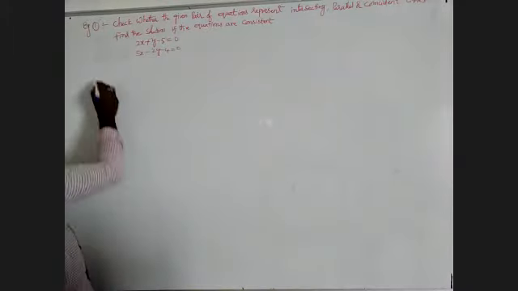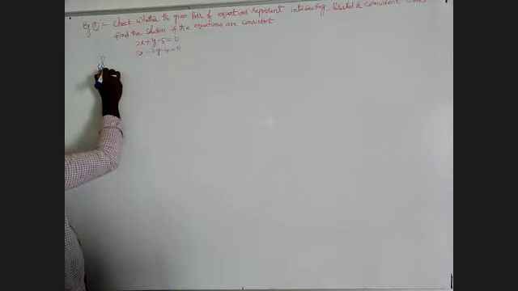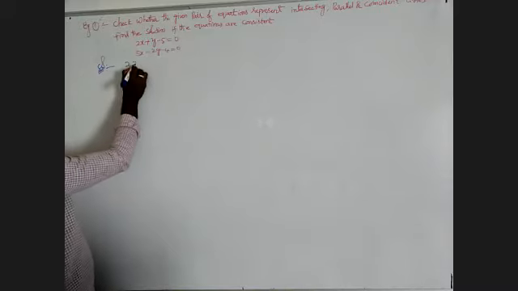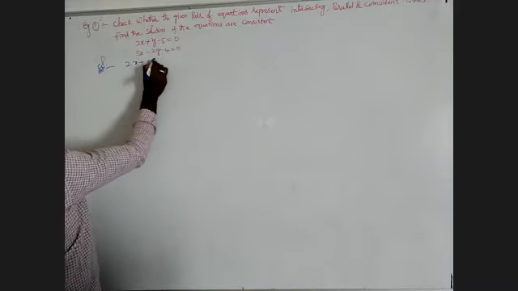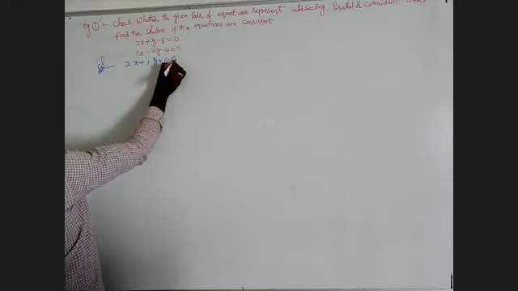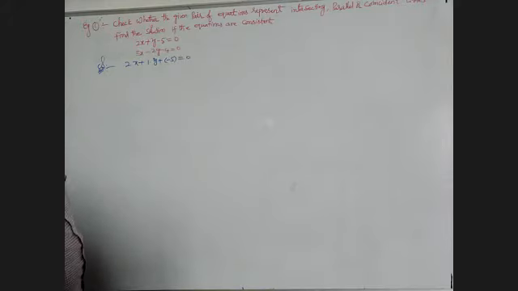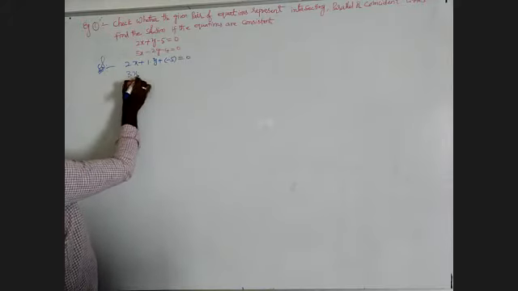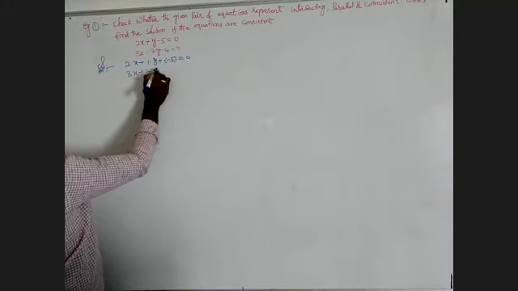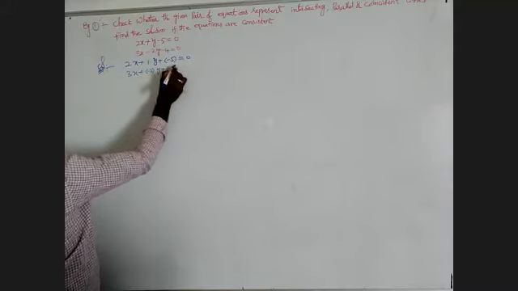So I have to solve this one: 2x plus 1 into y plus minus 5 equals 0, and also 3x plus minus 2 into y plus minus 4 equals 0.